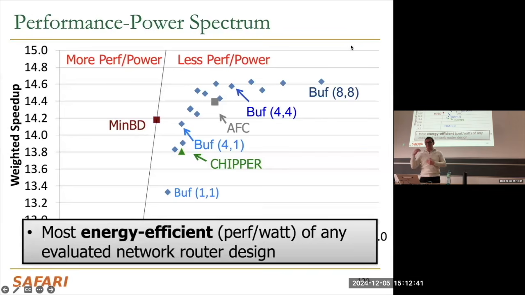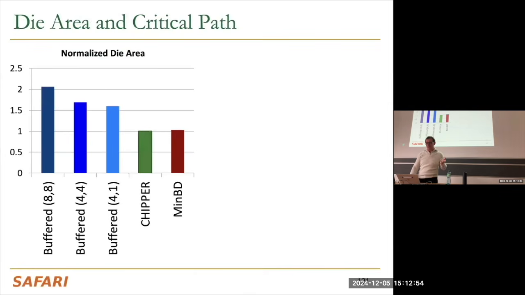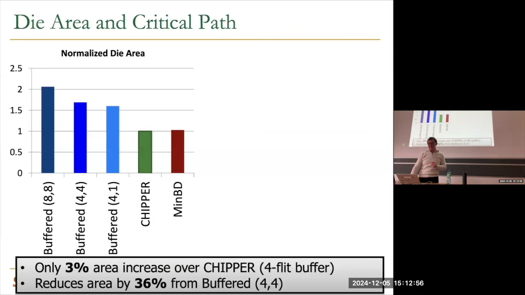In terms of energy efficiency, if you look at the performance per watt, this wins compared to other networks. But there's a more detailed analysis of this in the hierarchical rings paper that I'm not going to talk about. Okay, so clearly you can ask, what is the die area and critical path? This affects the die area and the critical path a little bit compared to CHIPPER, because we're adding more buffers clearly, right? But it's not that bad.